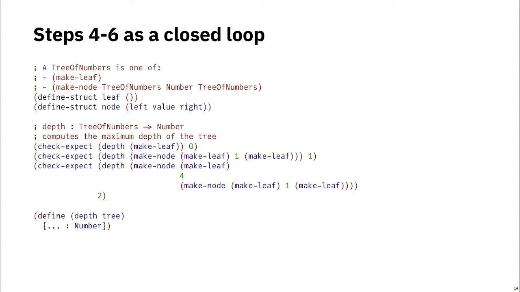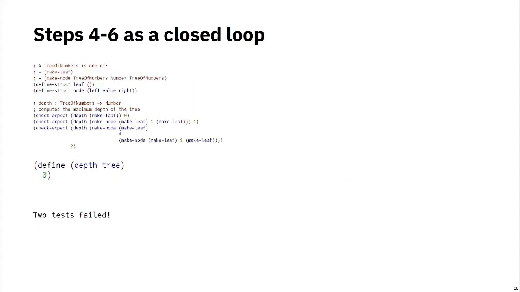So how do we get a number? An easy way is to say that 0 is a number. This is a completely valid function definition. However, it does not satisfy our tests, despite satisfying the signature. Therefore, we need to try something else.